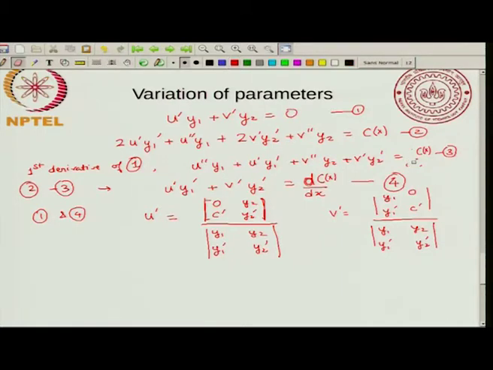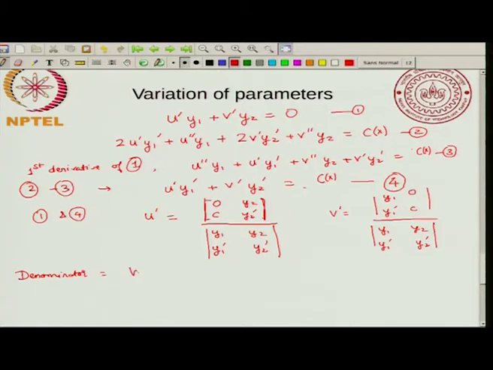This should just be c of x. This should not be dc by dx, this should just be c of x, because we took a derivative of 1. What I wanted to emphasize is that this should be c of x. And so I get my u prime and v prime in this form, and you can write u as the integral of this whole thing.